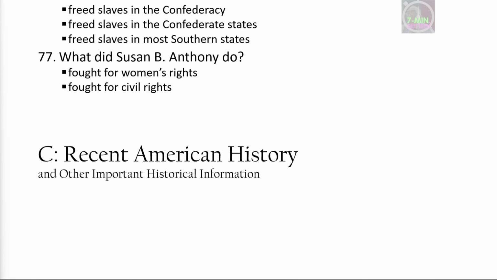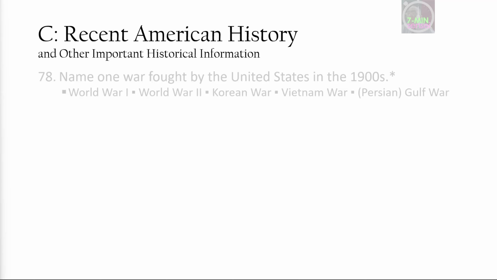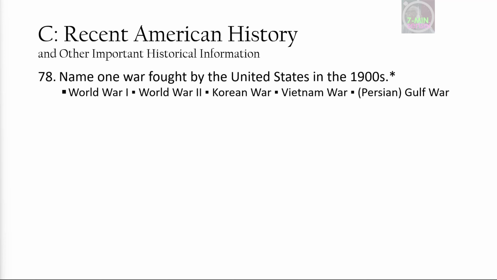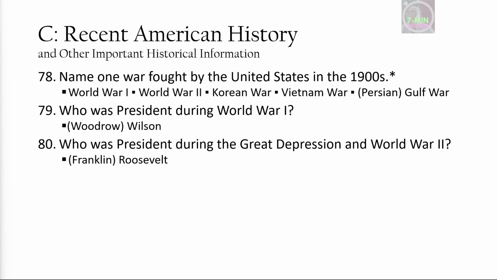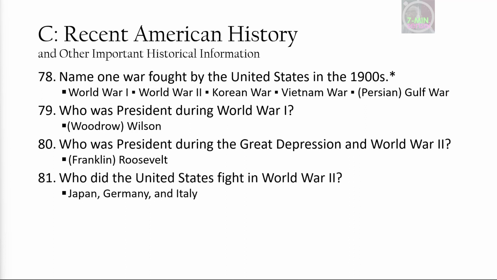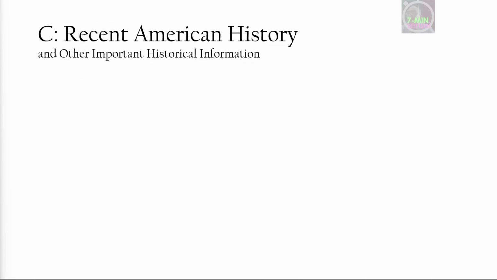C. Recent American history. And other important historical information. Name one war fought by the United States in the 1900s. World War I, World War II, Korean War, Vietnam War, Persian Gulf War. Who was president during World War I? Woodrow Wilson. Who was president during the Great Depression and World War II? Franklin Roosevelt. Who did the United States fight in World War II? Japan, Germany, and Italy. Before he was president, Eisenhower was a general. What war was he in? World War II.